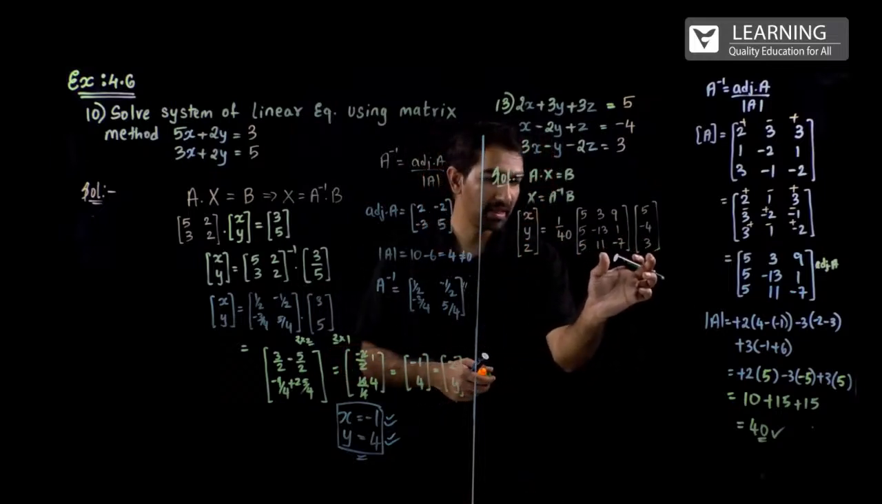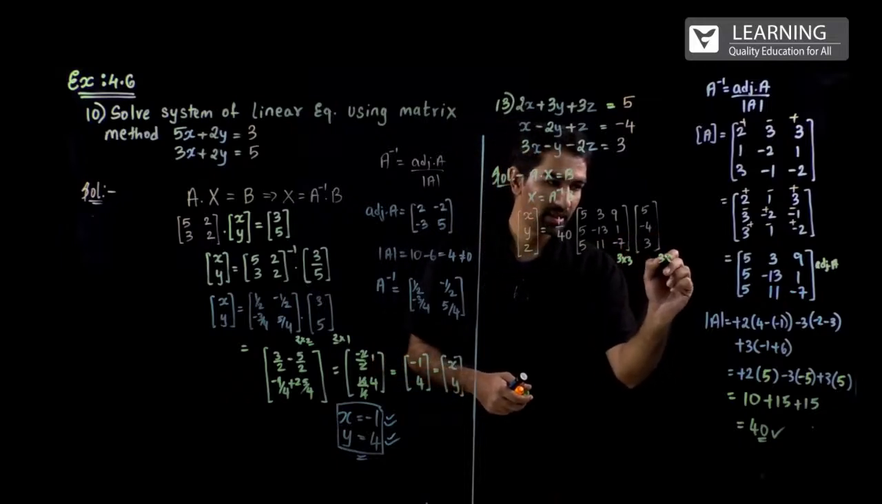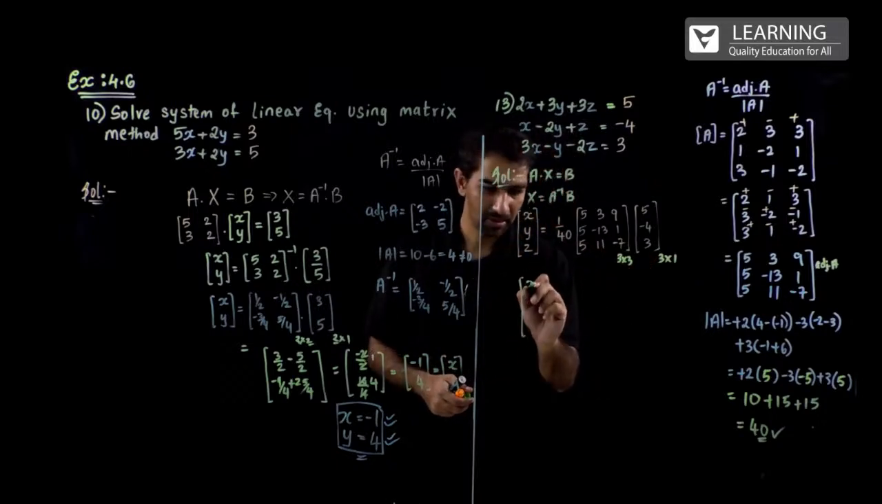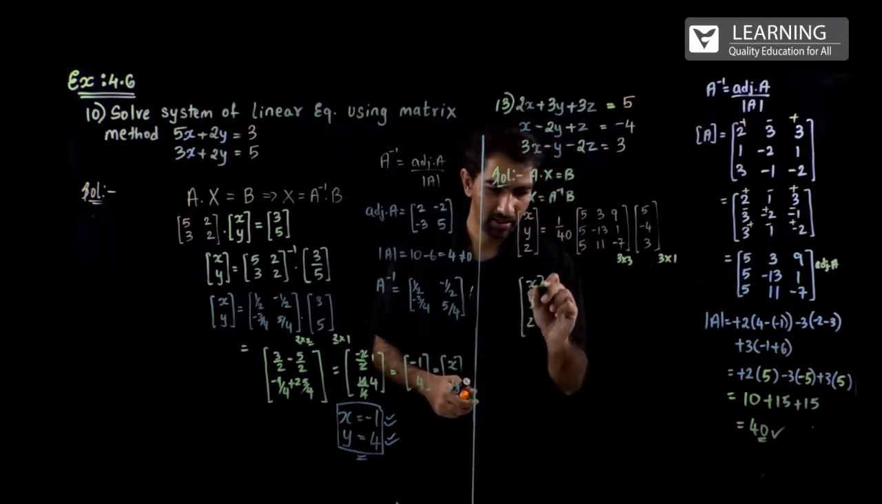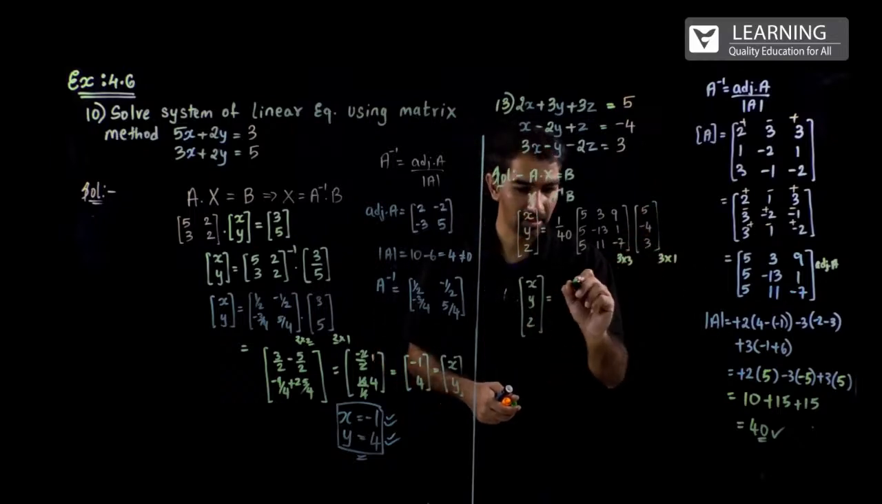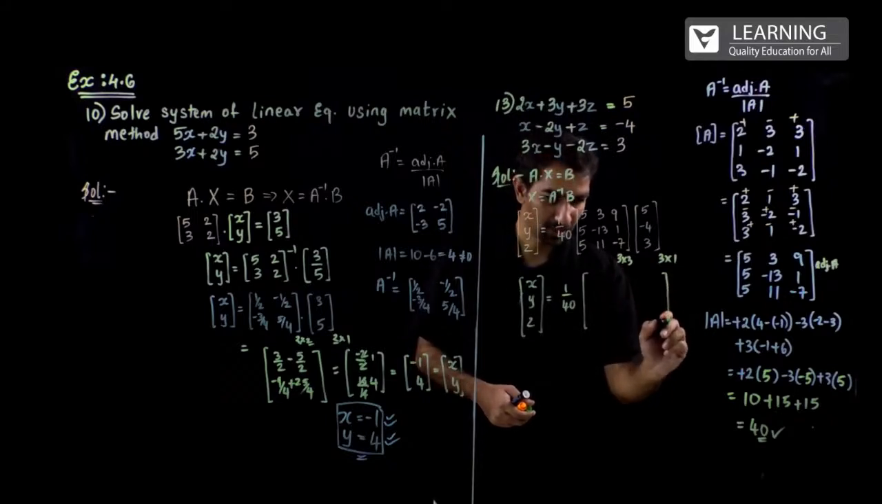So let us first multiply this. What is the order? 3 cross 3. What is the order here? 3 cross 1. What would be the order of the product? That is nothing but x, y, z equals, order of the product is 3 cross 1. So we'll write 1 by 40, 3 cross 1. We will solve it here right now.